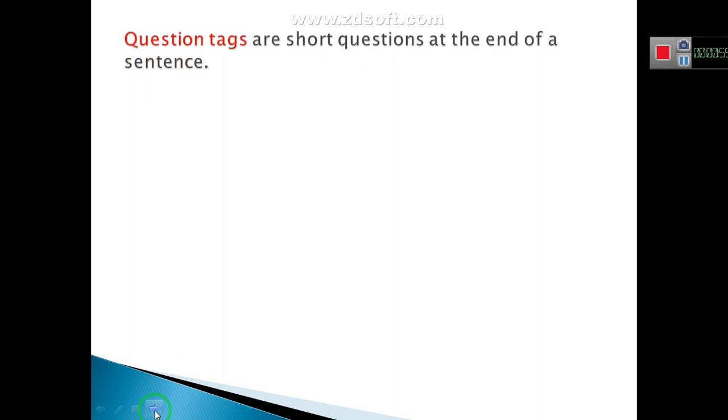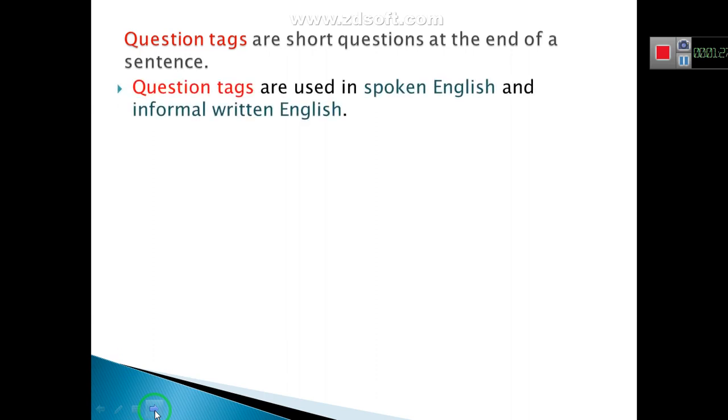Question tags are short questions at the end of a sentence. Be careful. We use them at the end of the sentence, not in the middle, not at the beginning, okay? At the end. Question tags are used in spoken English and informal written English, but mostly in spoken English we use them.